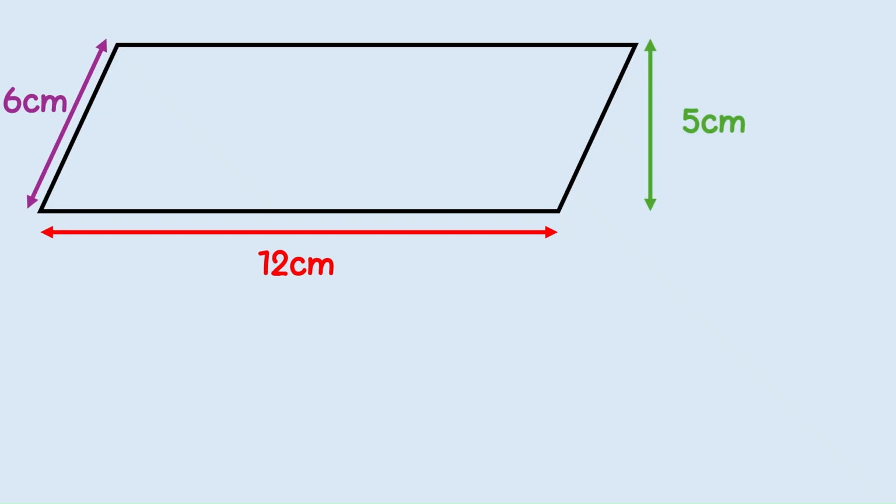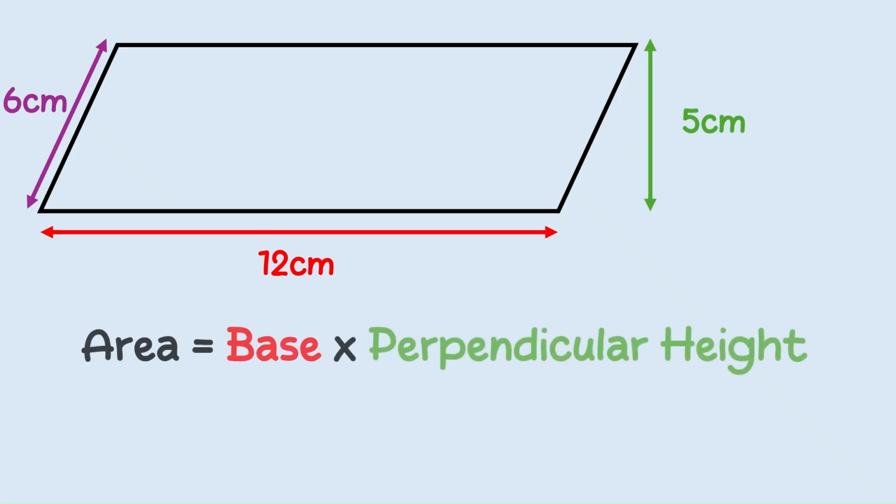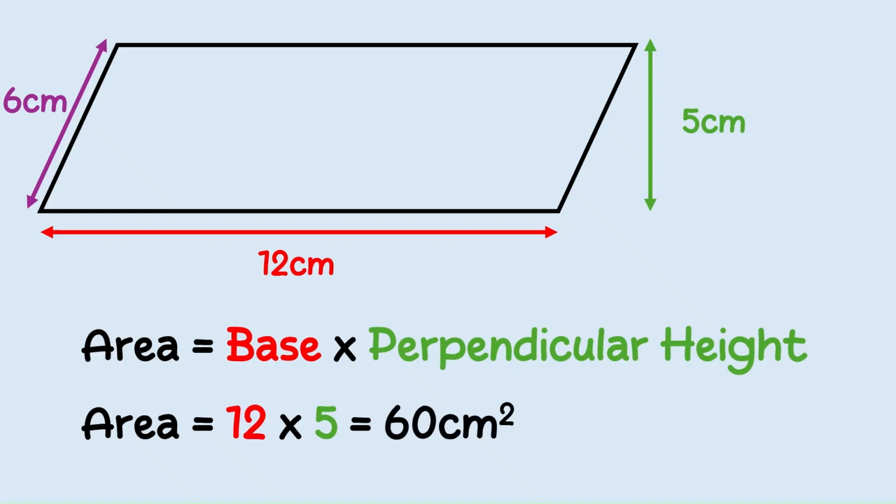and the length of one of our sloped sides, which is 6 centimeters. Now remember, our formula is area equals base times perpendicular height. So we can disregard the length of our sloped side. We don't need to use this 6 centimeters at all. We are just going to do 12 multiplied by 5, which gives us an answer of 60 centimeters squared.